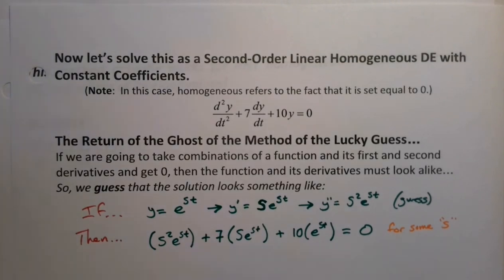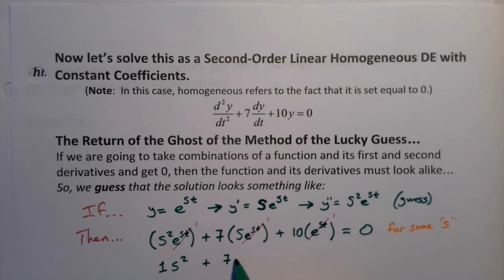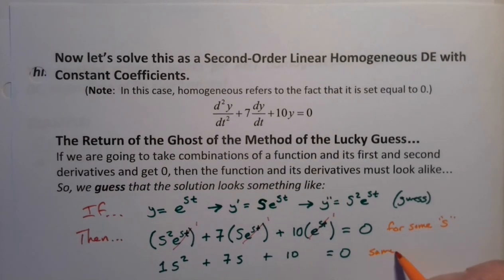And so if you do a little bit of canceling, you can see I can factor out e to the st, and those just become 1 when I cancel them out. Because of course e to the st can't equal 0, so I don't have to worry about dividing it away. And I'm left with s squared plus 7s plus 10 equals 0, which is exactly what we saw before, the same as the characteristic polynomial.